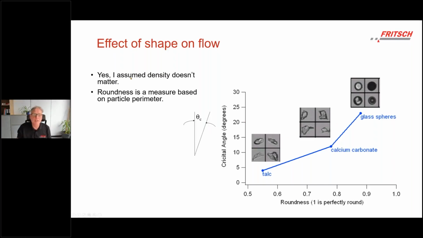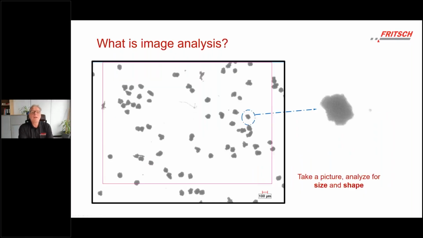Yeah, the assumption mentioned here, well, we don't care about the density. So the density we assume to be not the factor that is driving this behavior here in this case. It's only the shape, or mainly the shape. So what is image analysis? Well, pretty simple. Well, we take pictures and then we analyze those pictures for size and for shape.